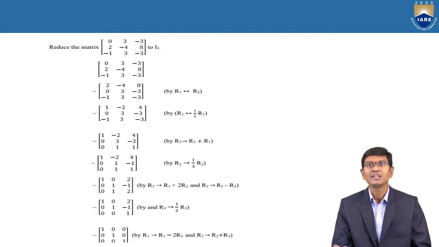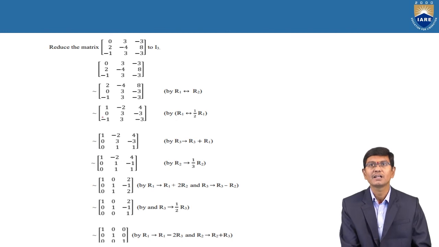Therefore, in this matrix, by interchanging R1 and R2, R1 becomes 2 minus 4 8 and R2 becomes 0 3 minus 3, and for R3 we are not applying any condition, so R3 is the same row, minus 1 3 minus 3. Next, applying R1 divided by 2, the 2 is changed to 1, minus 4 is changed to minus 2, and 8 is changed to 4 only. The second row and third row stay the same, with no changes: 0 3 minus 3 and minus 1 3 minus 3.